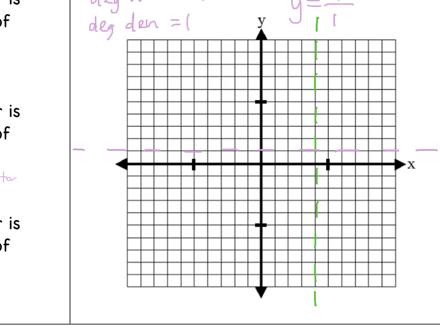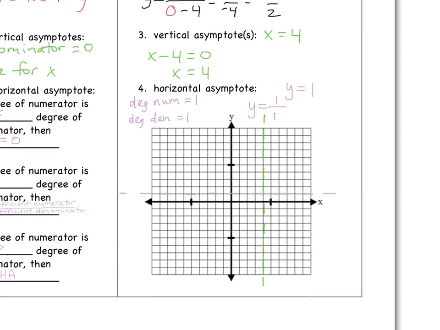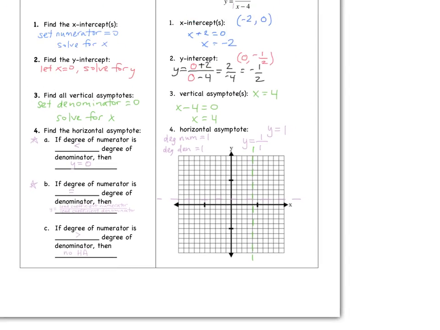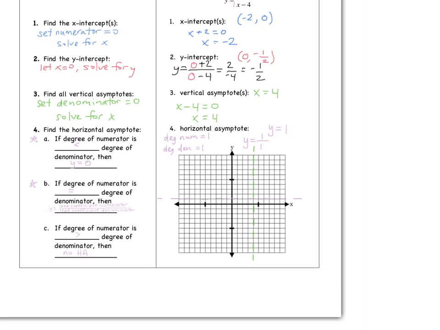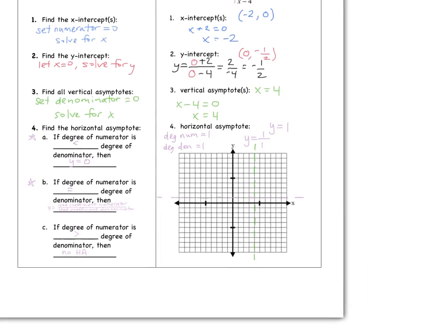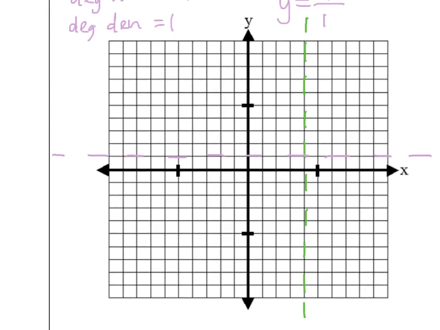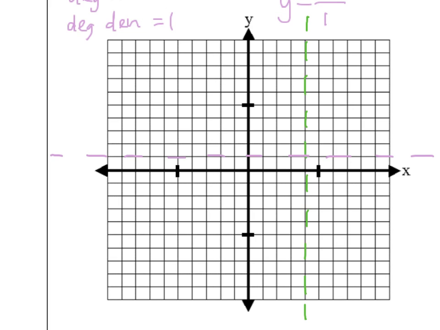Now we came up with the x and y intercepts, so we might as well plot those points. If we take a look again, our x-intercept is -2, 0. Our y-intercept is 0, -1/2. So let's include those points on our graph. So we have -2, 0, and we have 0, -1/2. So that's about there.